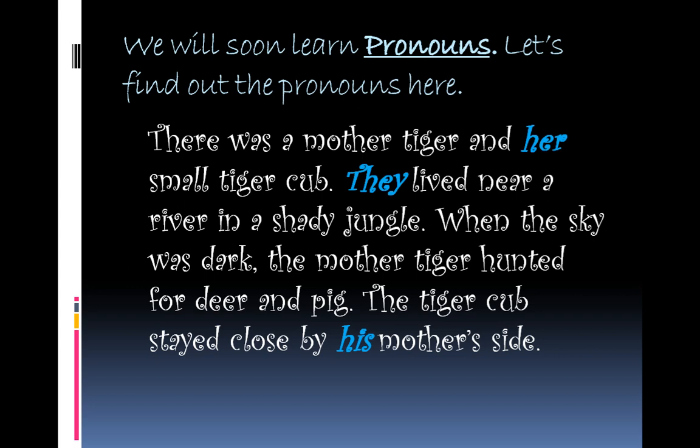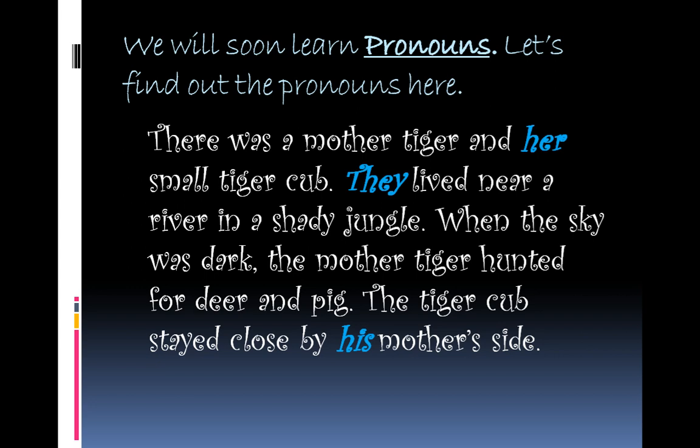The next thing is adjectives. Any word which is describing the noun is an adjective. Here in the first sentence, there was a mother tiger and her small tiger cub. How was the tiger cub? Small. It is describing the size of the tiger cub, right? It is small. So this is a describing word and it is an adjective. They lived near a river in a shady jungle. How was the jungle? It was shady, covered with shade. Sunlight cannot enter. So the word shady is describing the way the jungle looks. It is shady. So it is an adjective.